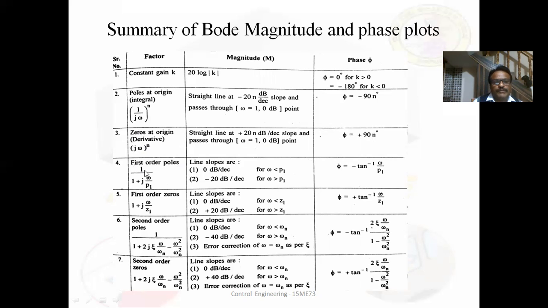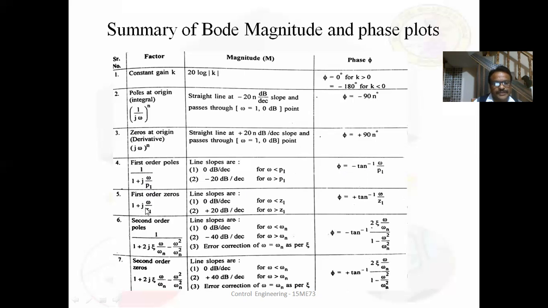First order pole, 1 by 1 plus j omega by p1. Slope is 0 dB per decade for omega less than p1, and minus 20 dB per decade for omega greater than p1. Then how to calculate the phase angle? Minus tan inverse of omega by p1. That means the imaginary part is omega by p1, the real part is 1, so it is minus tan inverse of omega by p1.